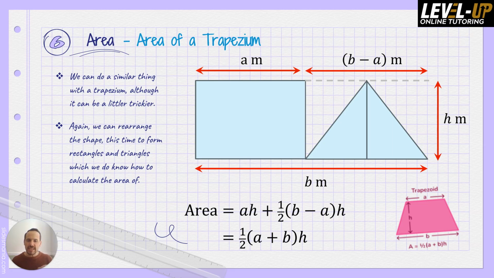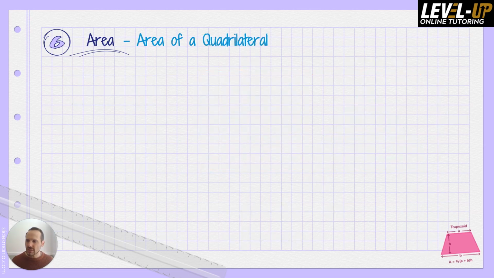And the most important thing is the technique that we're using, where we're breaking up a shape into smaller pieces and rearranging it to make it into something we can solve. That's an invaluable technique to have in geometry. So let's look at quadrilaterals now.